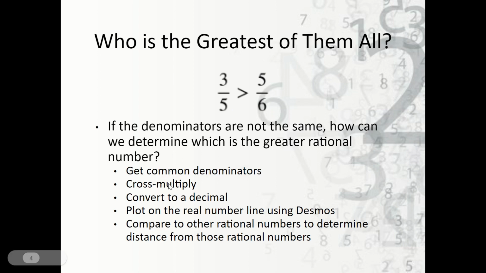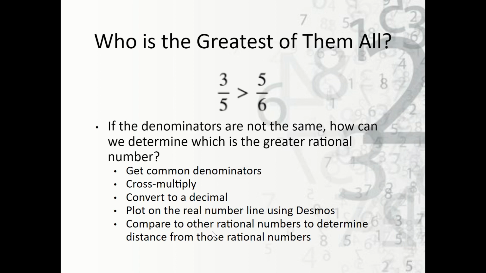We can cross multiply. So 3 times 6 is 18, so this one's equal to 18. 5 times 5 is 25, so this side is greater. We could also convert to a decimal. So I can change 3/5 to a decimal and 5/6 to a decimal. I can plot them on the real number line using Desmos. So I could put in 0, 3/5 and 0, 5/6 and see which one's further along.